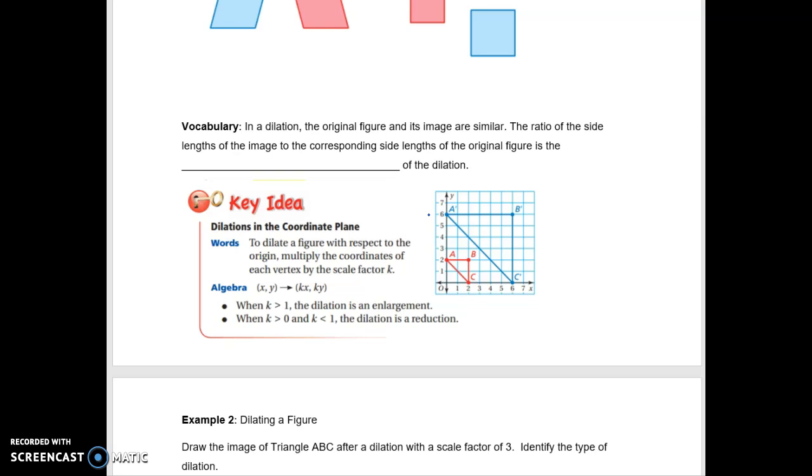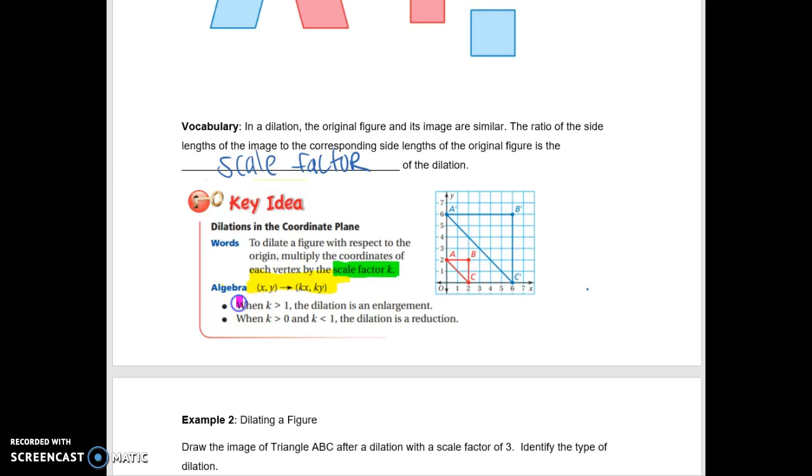The ratio of the side lengths of the image to the corresponding side lengths of the original figure is the scale factor of the dilation. So, in order to get a similar figure that's smaller or larger, you are going to be multiplying your x and your y coordinate by whatever that scale factor is. The scale factor we also can represent by the letter k.